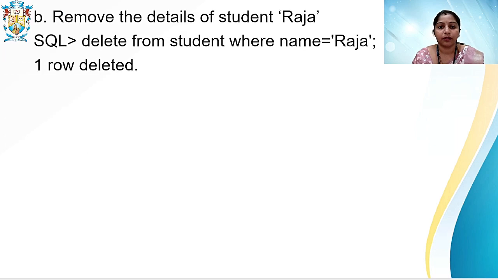Next, we'll see delete to remove the details of student Raja. Here we give the specific condition, that is, delete from student where name is equal to Raja. So the values present under the name Raja will be deleted.